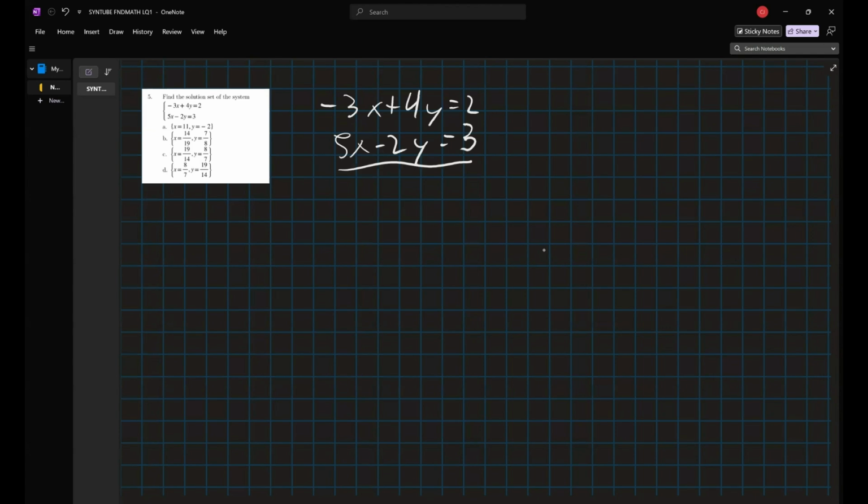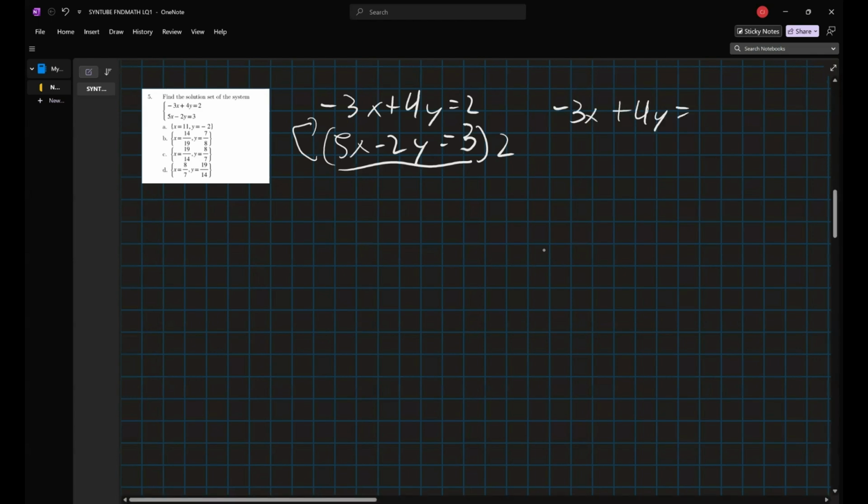So in this case, what we can do is multiply this equation by 2. What this would do is it would give us negative 4y, and when we add it to this equation, it would eliminate y and we'll be left with x. Now, I'll just show you. That would give us negative 3x plus 4y equal 2, and 5x, oh, never mind, I multiplied it by 2. That would give us 10x minus 4y equals 6.